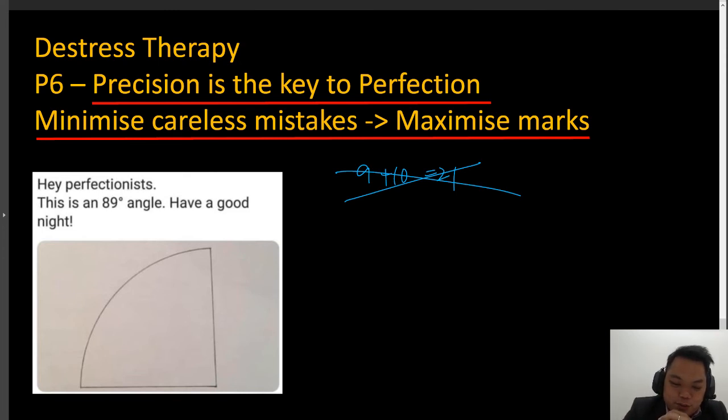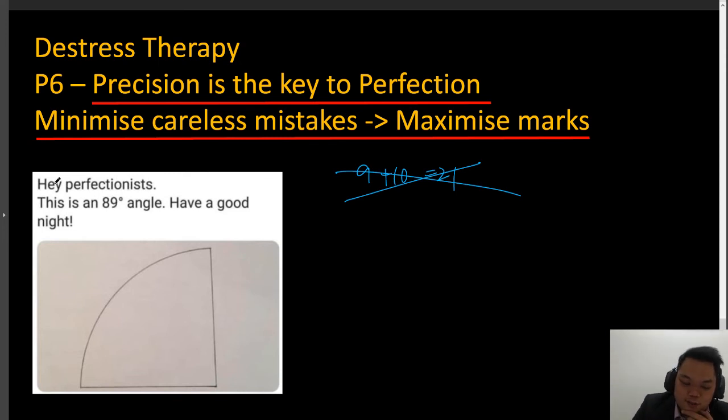What's precision? Precision means, out of 100 times when you do something, how many times can you do it the way you intended it to be? Consistency.